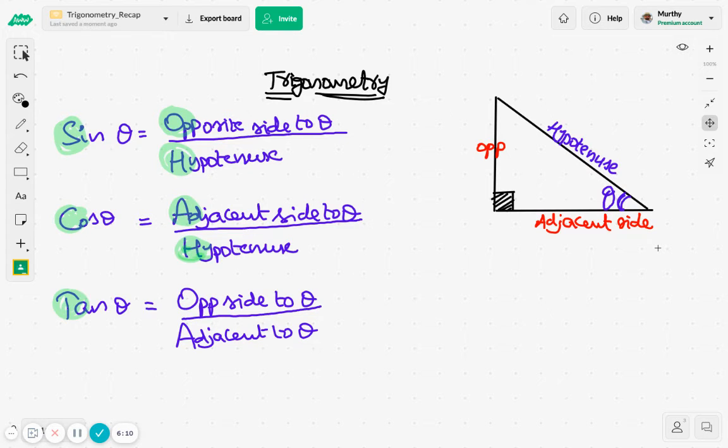Tan, the first letter is T, the numerator is opposite side to theta, and the denominator is adjacent side to theta, and we take the first letters. We say it is SOH, CAH, TOA. This is how SOHCAHTOA is formed. Okay, my bad, I did not write completely: opposite side to theta, and the denominator is adjacent side to theta, that I forgot to write. That's fine, that works.